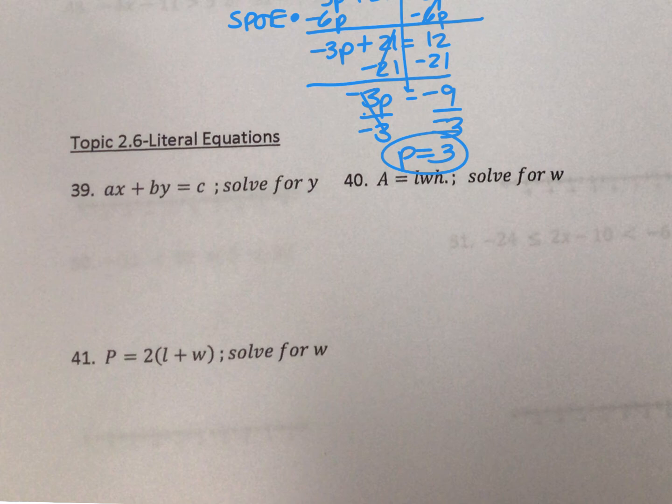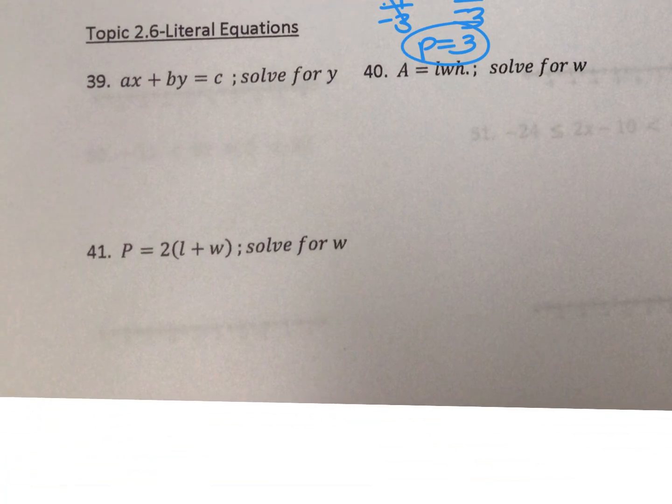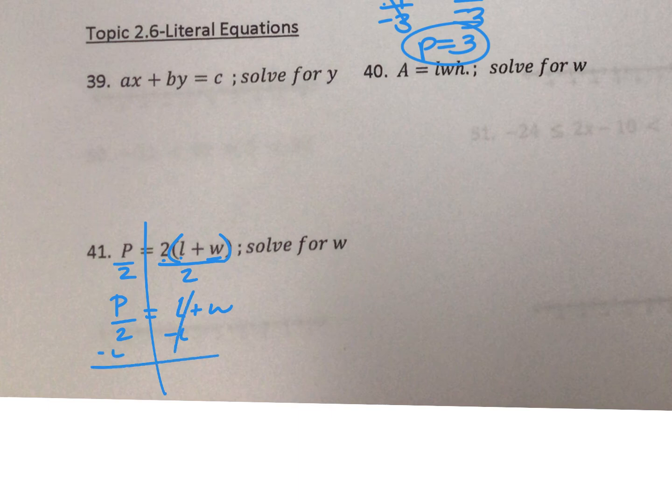Okay. Literal equations. The only one I'm going to do is 41. So we're solving for W. That means I need to get rid of the 2 and the L. Since 2 is being multiplied by this parentheses, then instead of distributing, I can go ahead and divide by 2. So I get P divided by 2 equals L plus W. And I can drop the parentheses now that there's nothing outside of it. And since we're solving for W, we got to get rid of L. Well, subtract it. W equals P divided by 2 minus L.